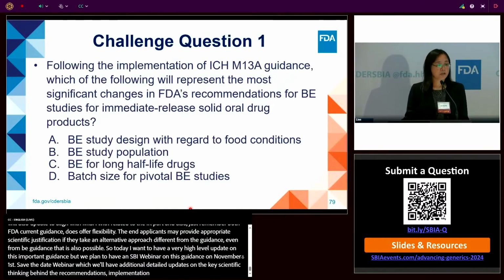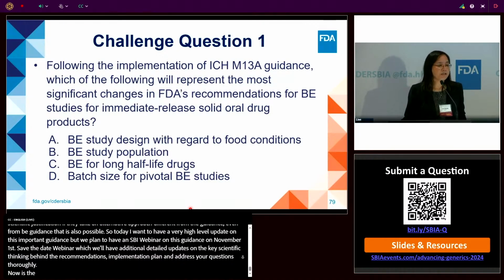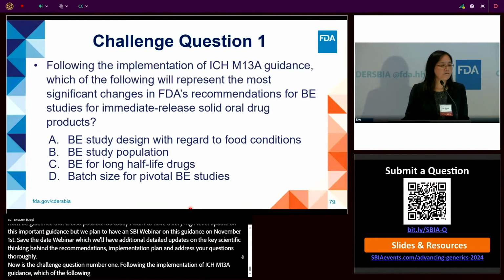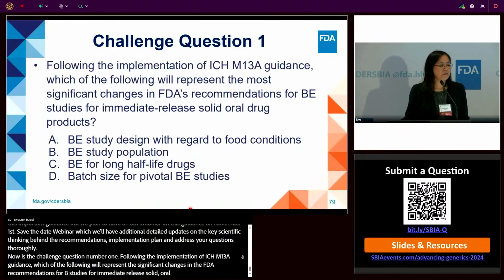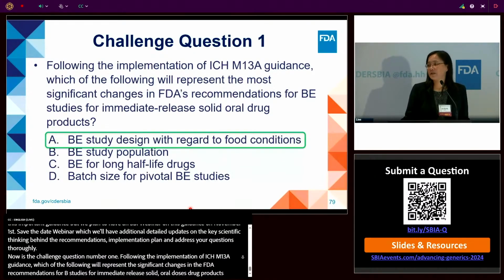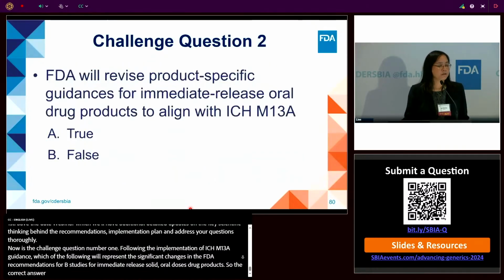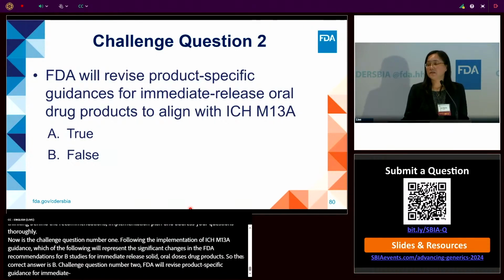Now is the challenge question. Challenge question number 1. Following the implementation of ICH M13A guidance, which of the following will represent the most significant changes in the FDA recommendations for BE studies for immediate release solid oral dosage drug products? A, BE study design with regard to food conditions; B, BE study population; C, BE for long half-life drugs; D, batch size for pivotal BE studies. So the correct answer is A, BE study design with regard to food conditions. Challenge question number 2. FDA will revise product-specific guidances for immediate release oral drug products to align with ICH M13A. Is this true or false? I hope you got it: it is true.